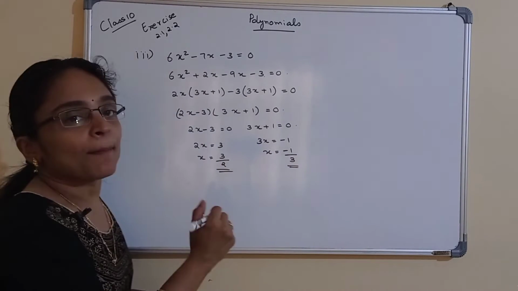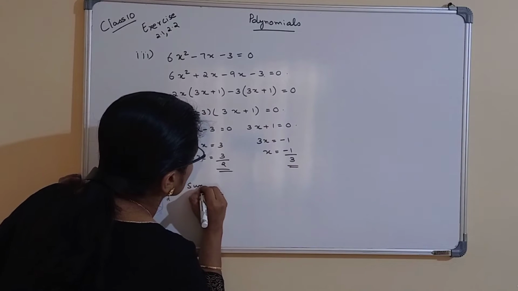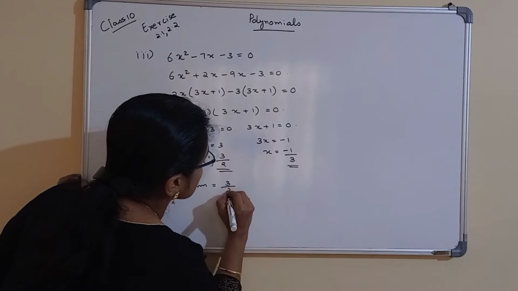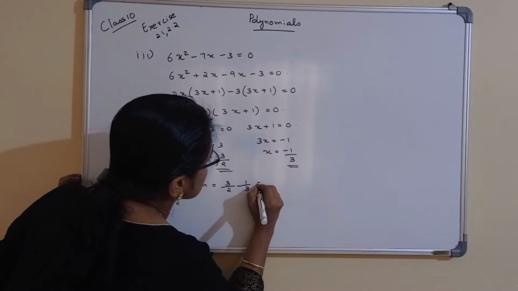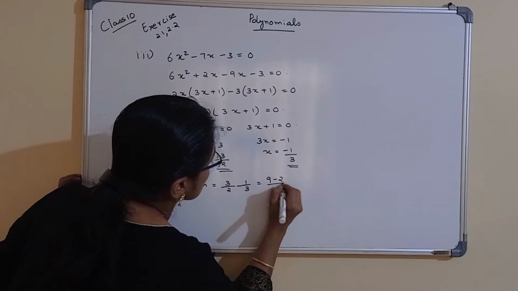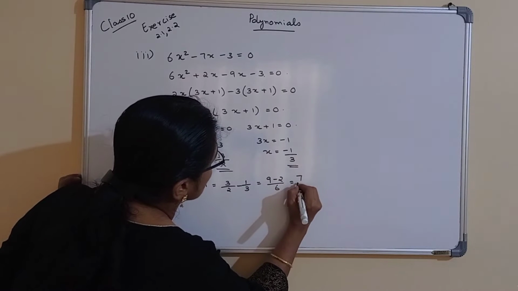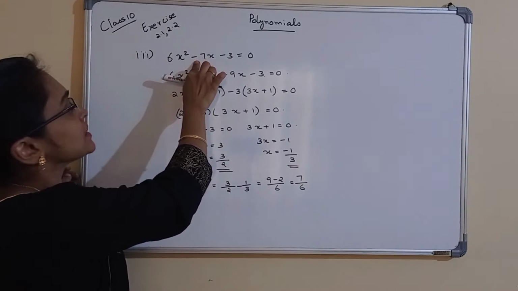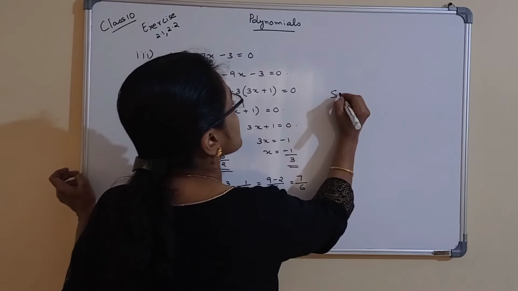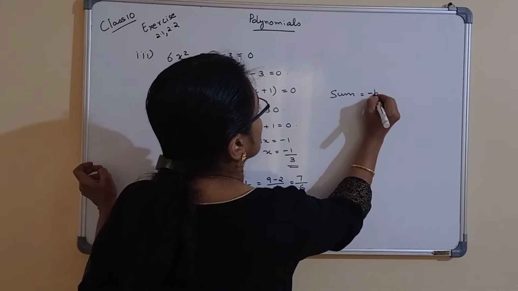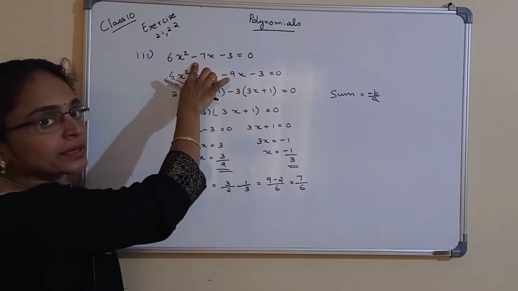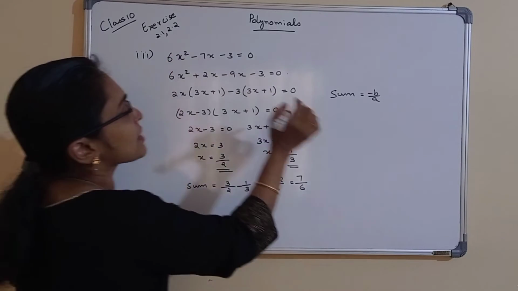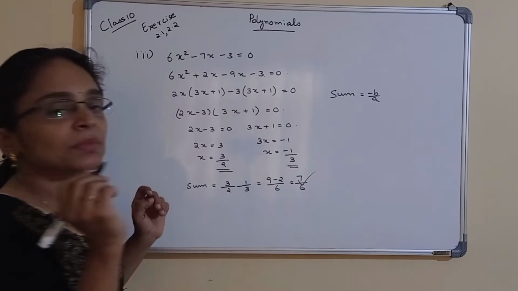So what is the sum? Sum equal to 3 by 2 minus 1 by 3, which is equal to 9 minus 2 by 6, and that is equal to 7 by 6. Is it correct? Sum is minus b by a. That is minus of minus 7 by 6, which is 7 by 6. So this is correct. Sum is correct.